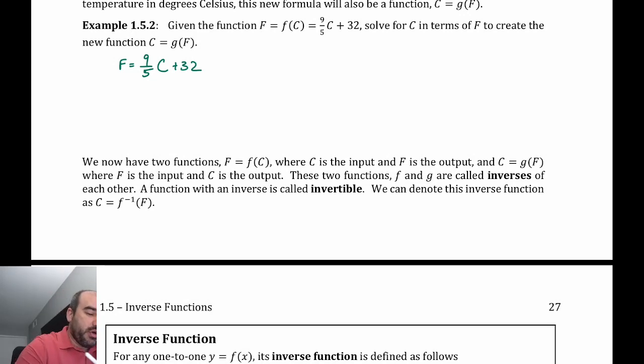We want to get this C by itself, so we need to get rid of the 9/5 and the 32, or we need to move them to the other side. First thing would be to subtract the 32, just like we did last time, but now there's no numbers to deal with. We don't know what F is, so instead of subtracting 32 from F and getting a number, we're just going to write F minus 32 here.